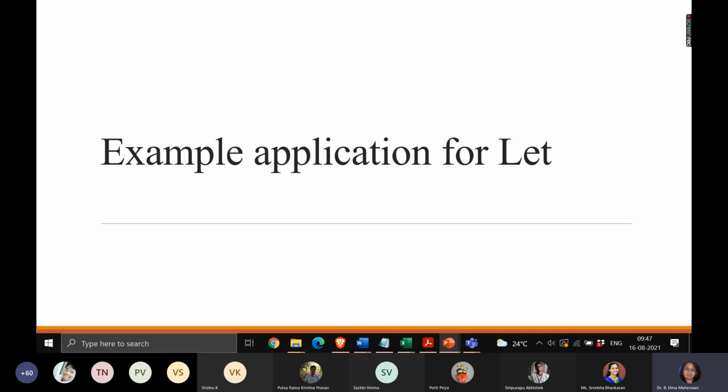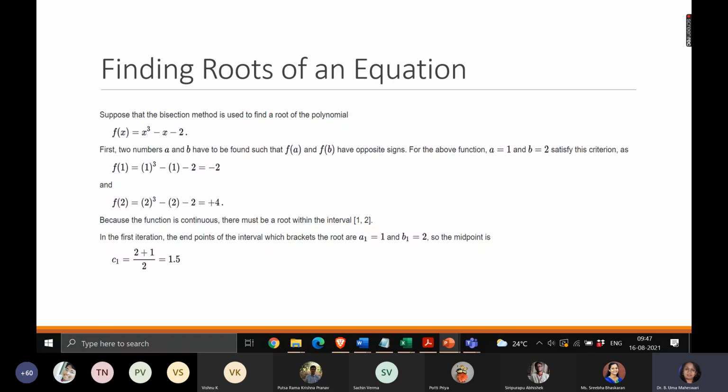Okay, so now let us go for the applications of let. We are going to use the let, and we are going to take an example of finding the roots of an equation. How to find the root of an equation, right? So there are several methods available, but particularly we will be going for a bisection method.